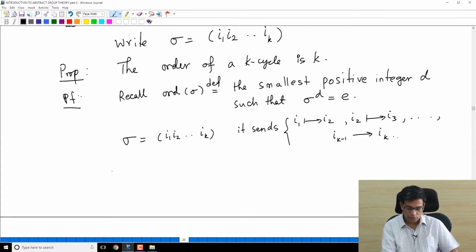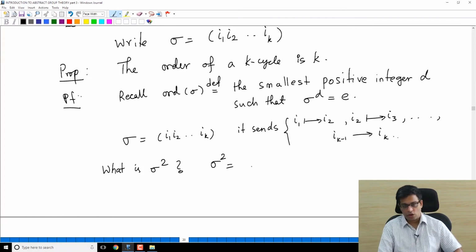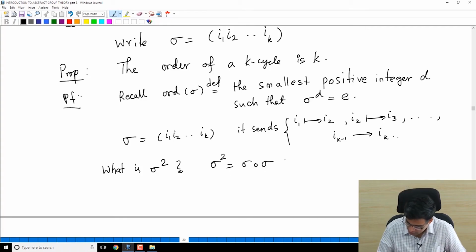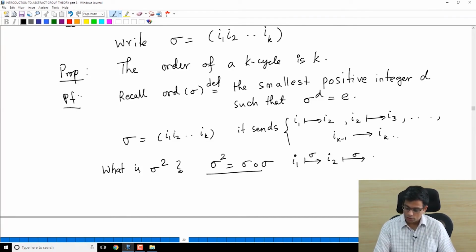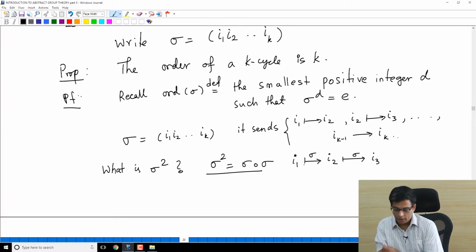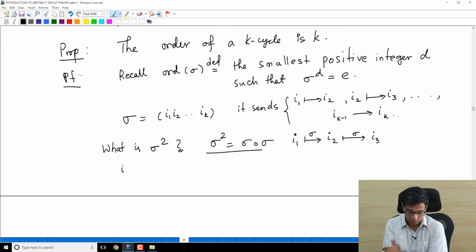So now what happens to sigma squared? Remember, because the operation in the symmetric group is composition, sigma squared is sigma composed with sigma. Where does I1 go under this? I1 goes to I2 under sigma, and under another sigma it goes to I3. So I1 goes to I3 under sigma squared. I want to keep track of the cycle of I1 under sigma squared, so I write it like this: I1, then next to it I3.